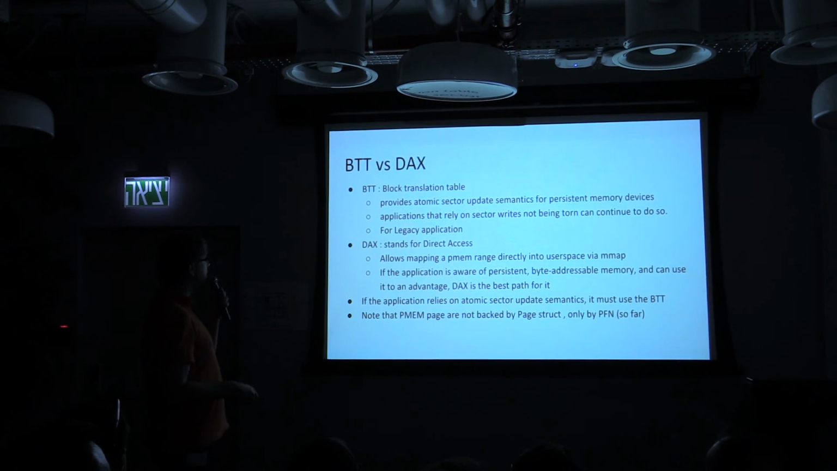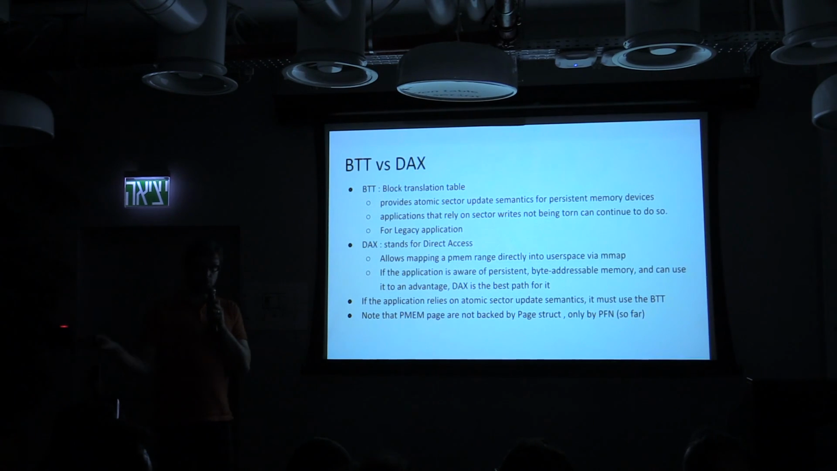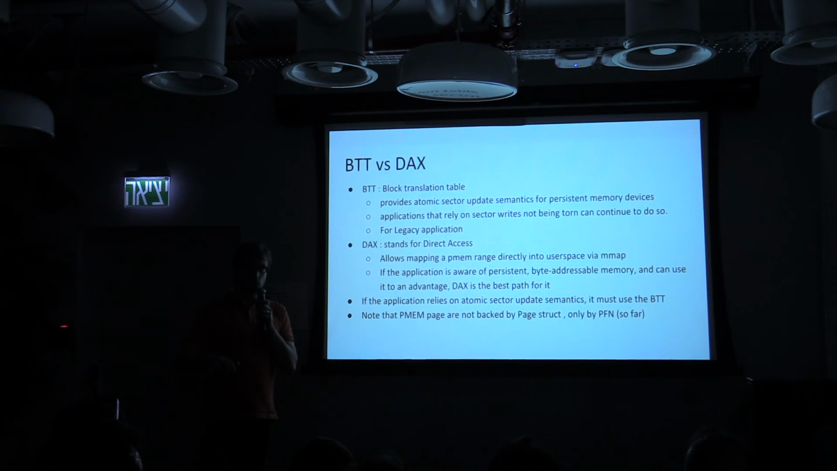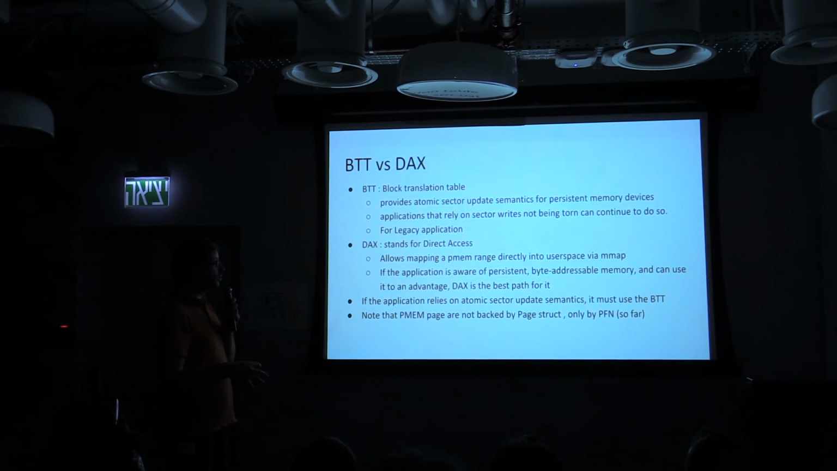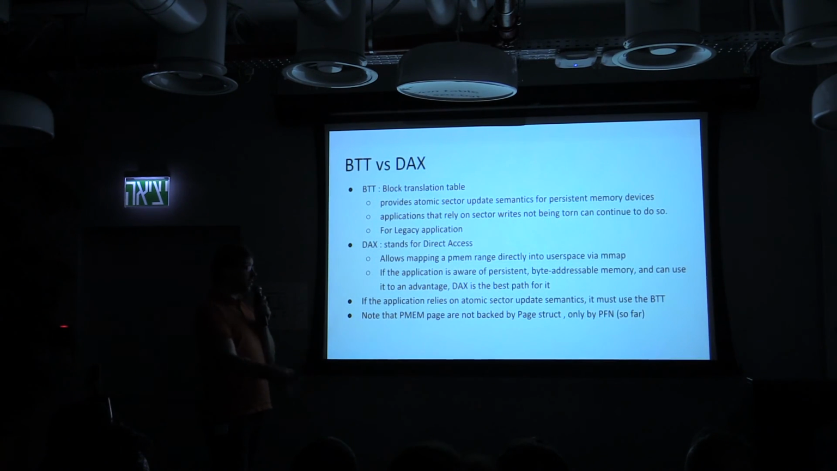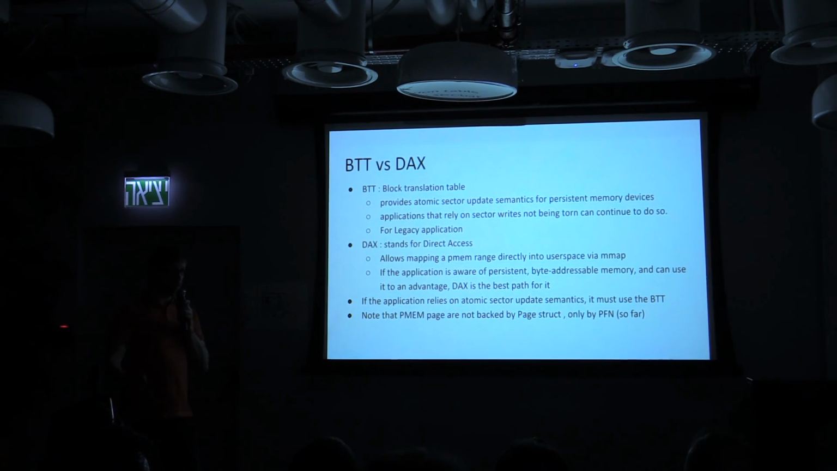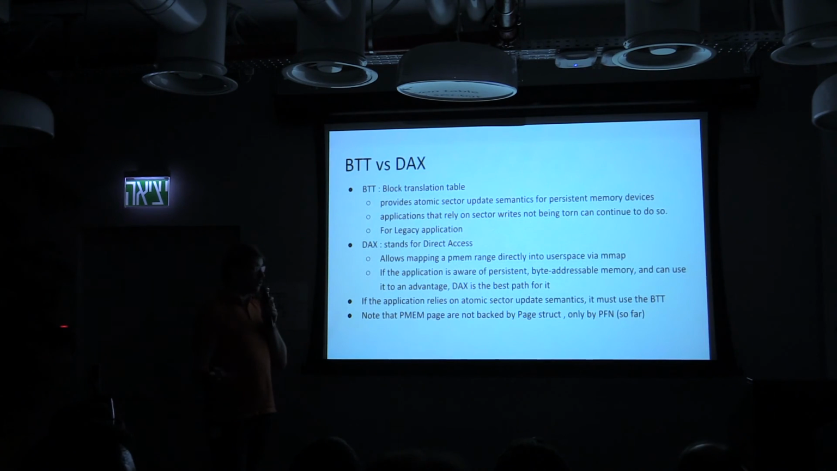So, important thing, BTT versus DAX. BTT provides atomic sector update semantics. That means if you write across a cache line, it takes care of that. It's literally at the block I/O level. It's there for applications that still rely on sectors not being torn, and they can still work the normal way. So it's for legacy applications. DAX is for direct access, a low-level mapping of the PMEM range, directly accessed in user space. For example, you can do your load and store, memcpy, everything. And if the application is aware of the persistent byte-addressable memory, it will manage it by itself. So it's literally just an easy way to access it.